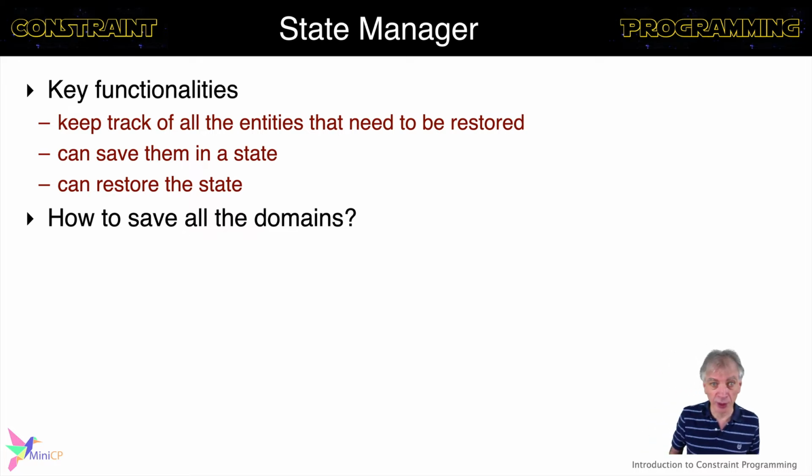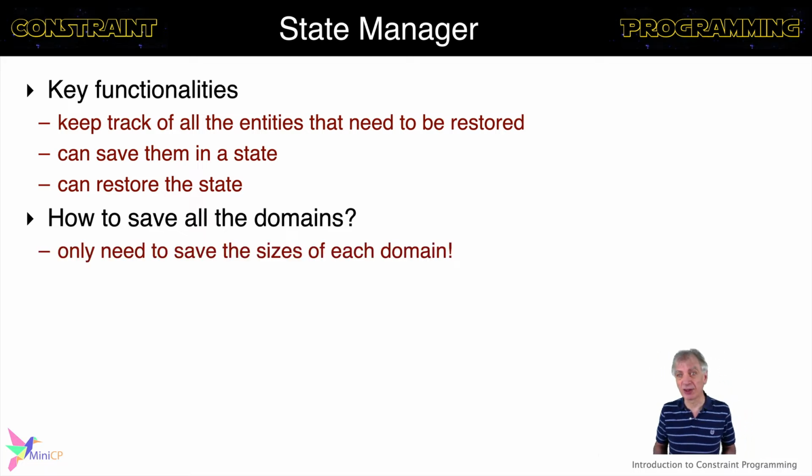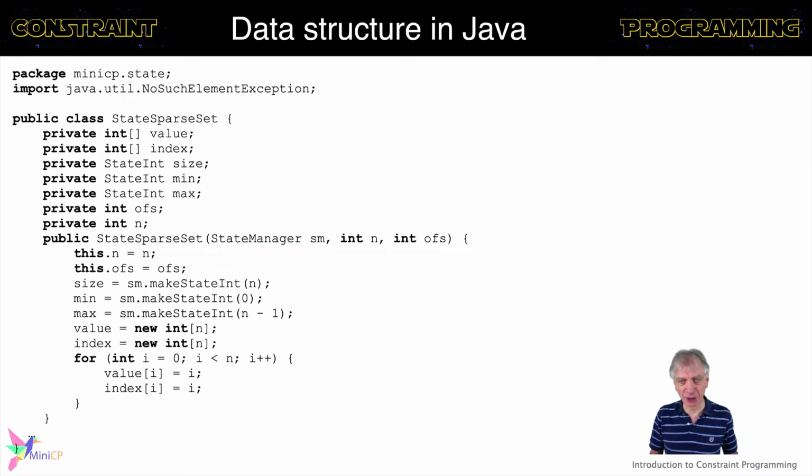Now, what do we have to do to save all the domains? The only thing that we need to do is to save the sizes of the domains. For every domain we save the size, and then we can restore them in constant time. That's really, really useful. We're going to do a little bit more than that. We're also going to save the min and the max, because that avoids recomputing the min and the max from time to time. But roughly speaking, the only thing that you really need to save is the size of every one of the domains.